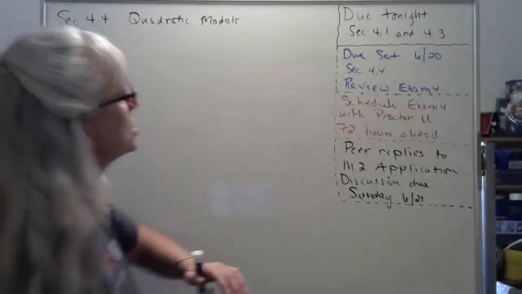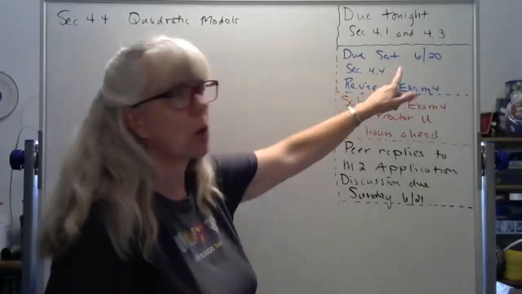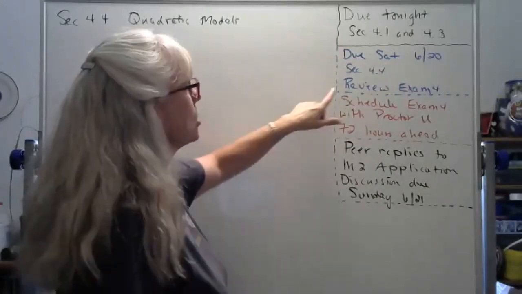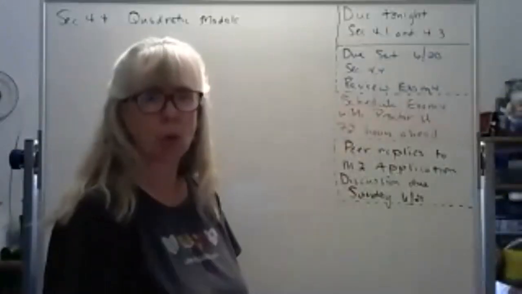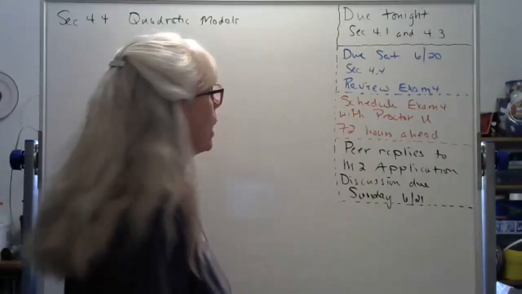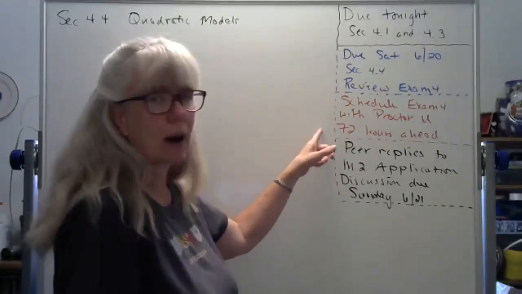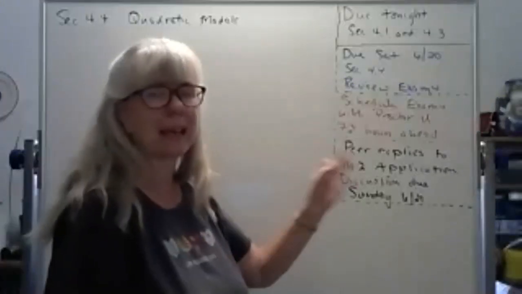So again, you have 2 sections due tonight, 4-1 and 4-3. On Saturday, you have 4-4, which we will lecture on today. You also have the review for exam 4 due on Saturday. It is worth points. It counts in as your homework. Don't forget you need to schedule exam form with ProctorU. You have to do that 72 hours ahead of when you plan to take it.